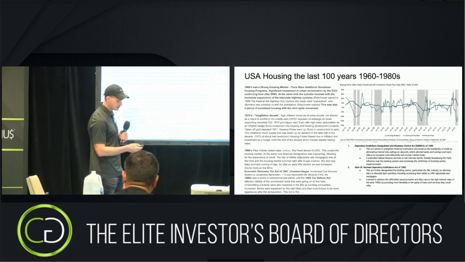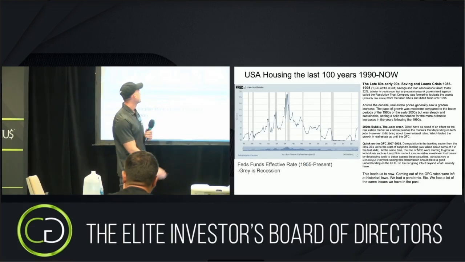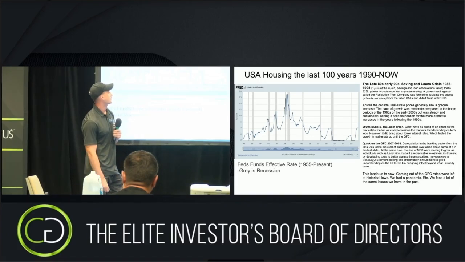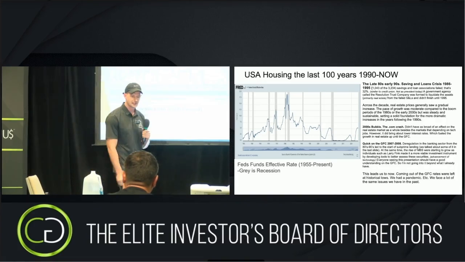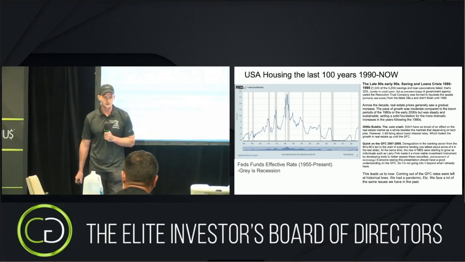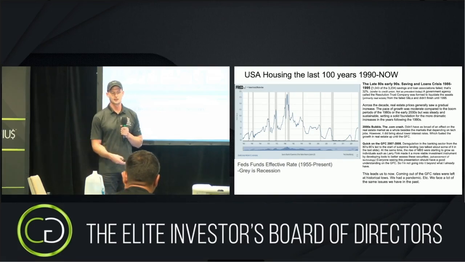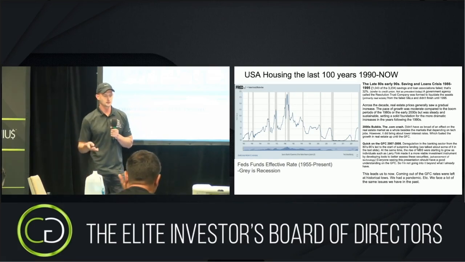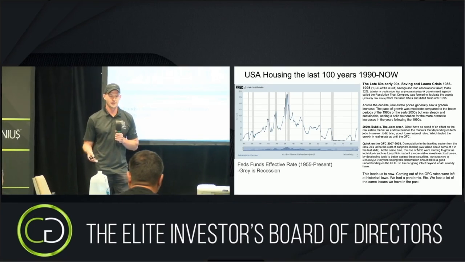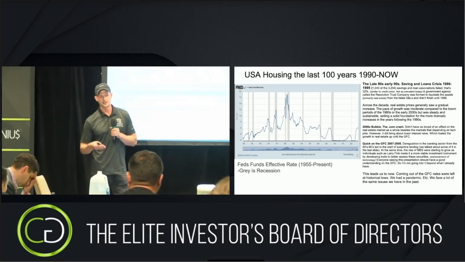And this led us to the late 80s and early 90s savings and loan crisis, 1986 to 1995. So 1,043 of the 3,234 savings and loan associations failed. So 32% of all S&Ls failed. The government actually created the Resolution Trust Corporation to liquidate the assets that the S&Ls couldn't liquidate, obviously. And they didn't finish that until 1995.